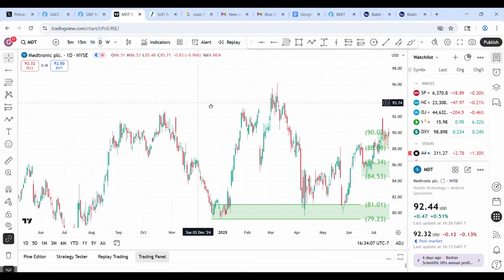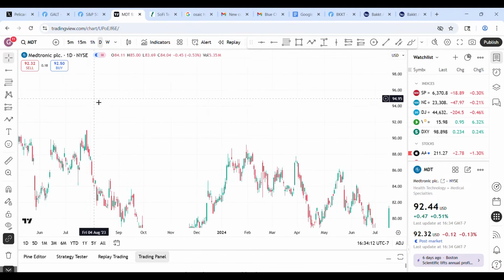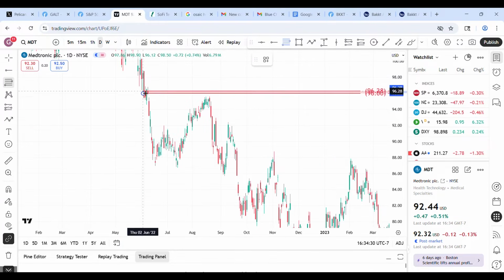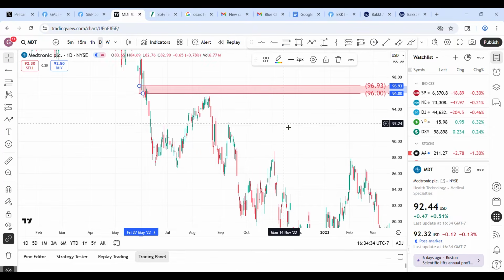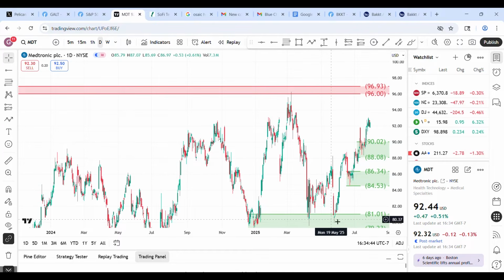Now before we move forward, let's go see if we can find a resistance level. And there is a clearly defined resistance level that we've tested a couple times. I keep going back here, and that resistance level is right here in the 96 to 96.93 price range. You'll notice that we bounced right off of that level in March and then came back down and found support at that long-term support level.